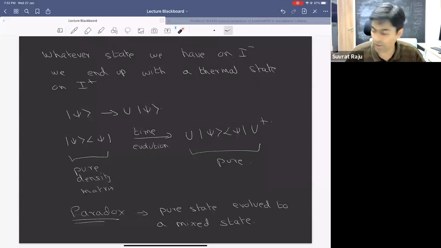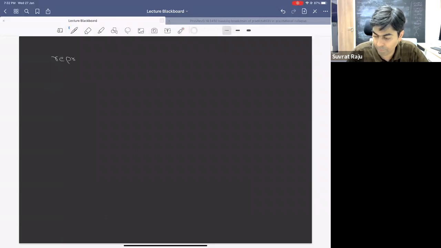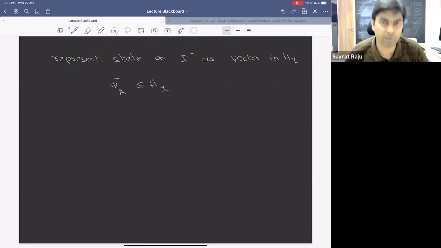Hawking's point is that let's say you represent the state on I minus as some vector in some Hilbert space H1. Let's call this psi minus A, and it belongs to H1. Then, as we discussed, there is a Hilbert space in the future, and going back to the intuition from the Penrose diagram, it is a direct product of a Hilbert space that lives at the horizon and one that lives at Scri plus. Or if you take a Cauchy slice, it's a direct product of the degrees of freedom behind the horizon and the degrees of freedom outside the horizon.